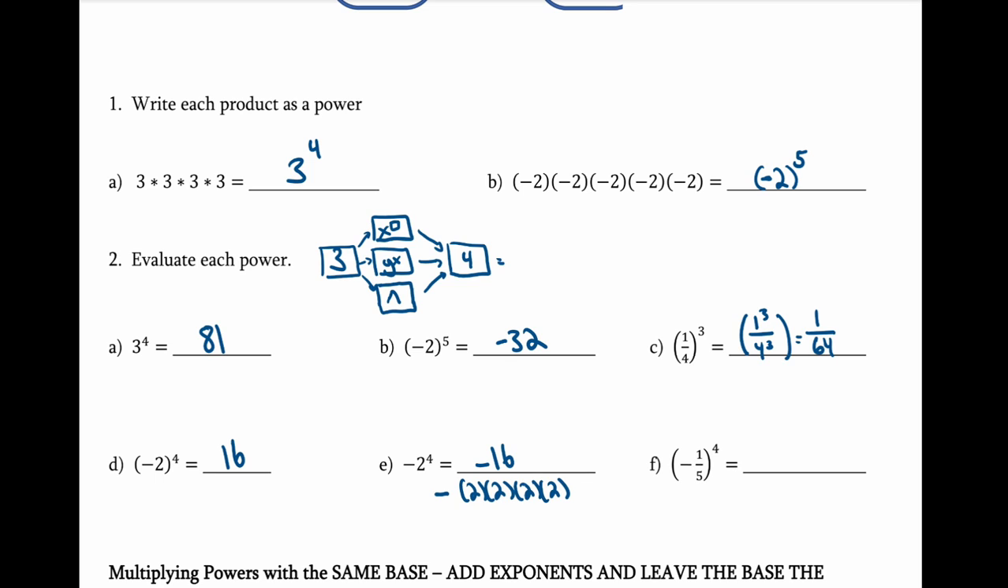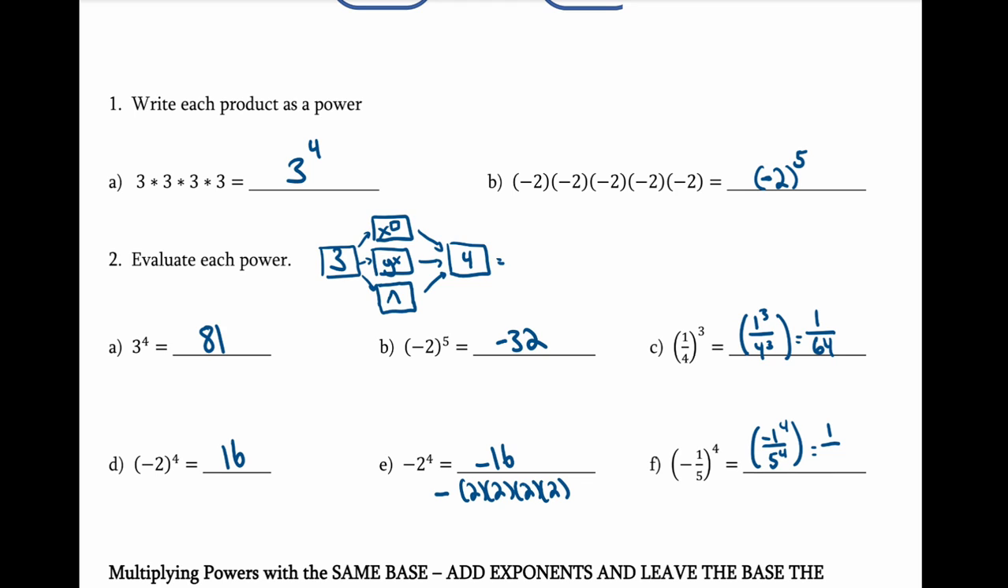For f, same idea. We have a fraction and a negative. The negative's in the bracket, so it has to be included. And with the fraction, I can apply that power of 4 to both parts. Because it's a negative fraction, only one of those values is going to have the negative attached to it. I'm going to put it on 1 just to make it a little bit easier. But when I simplify this, each part has the exponent of 4.